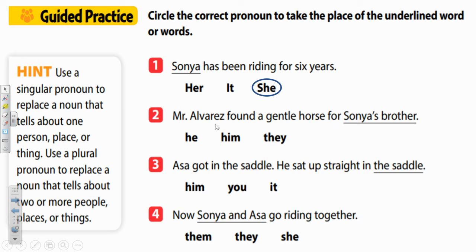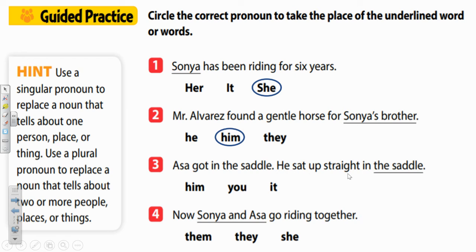Should it say, Mr. Alvarez found a gentle horse for he? Mr. Alvarez found a gentle horse for him? Or Mr. Alvarez found a gentle horse for they? Hopefully you hear it too, that him sounds best. Number 3, Asa got in the saddle. He sat up straight in the saddle. We don't want to repeat the saddle too many times, so we need to replace it with a pronoun.